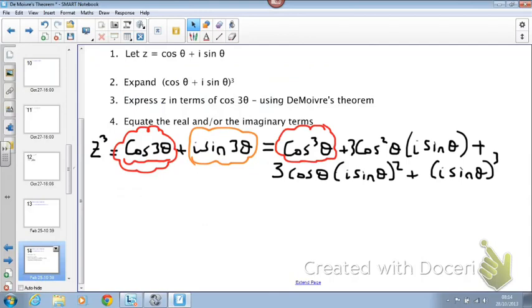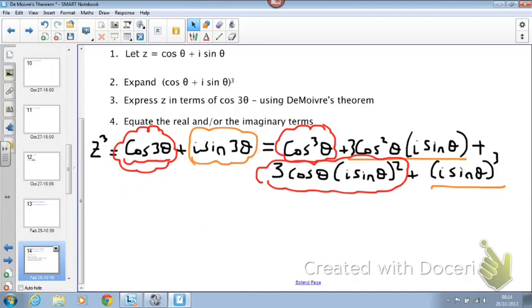Now the next component has got an i in it, so that would be an imaginary part. The next component has i squared, which is minus 1, so the third component would also give us a real part. And the last part, this one here, is i cubed, which is minus i, which gives an imaginary part.